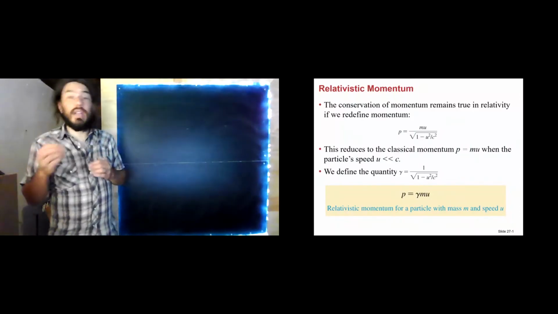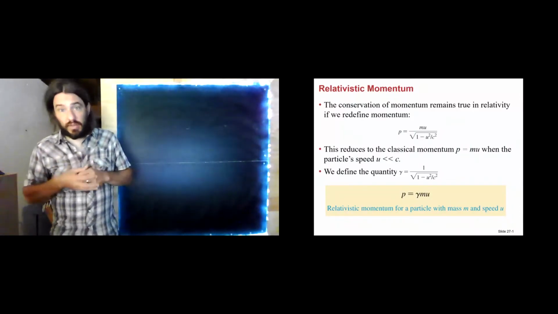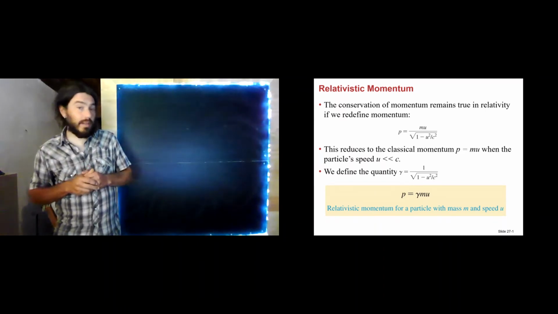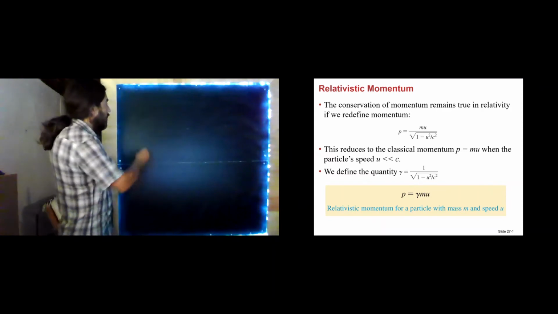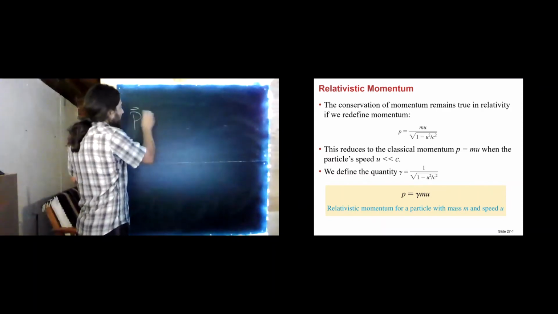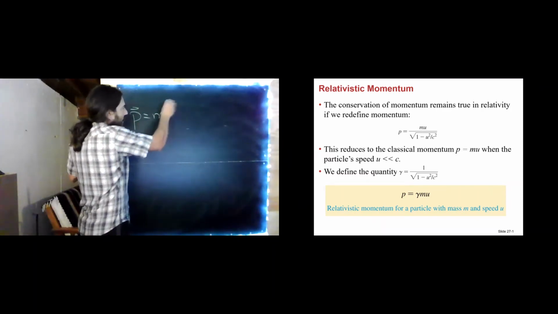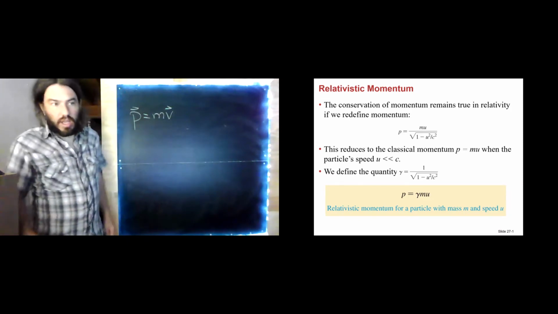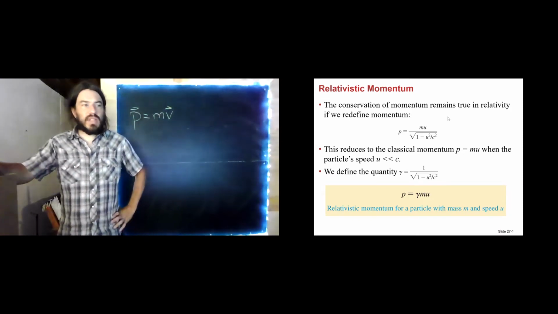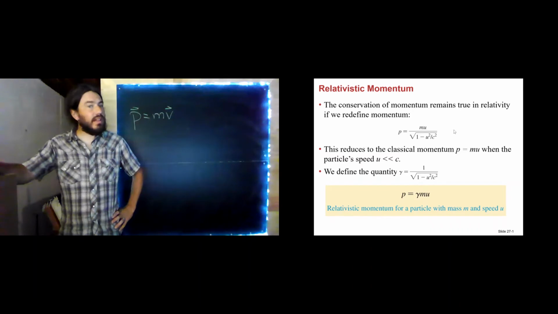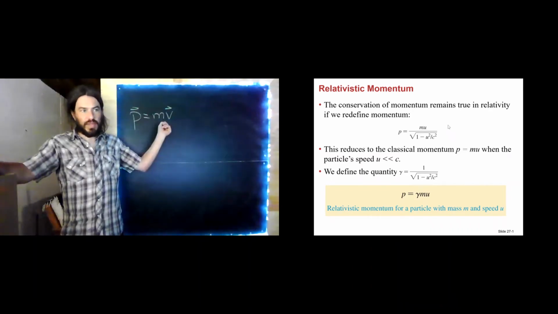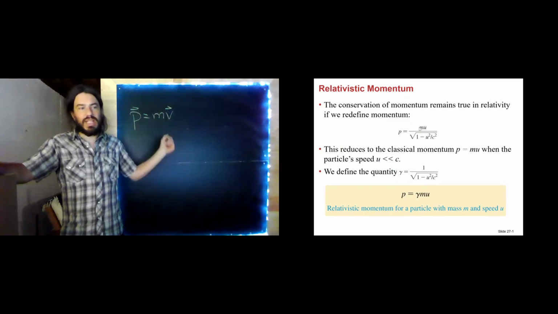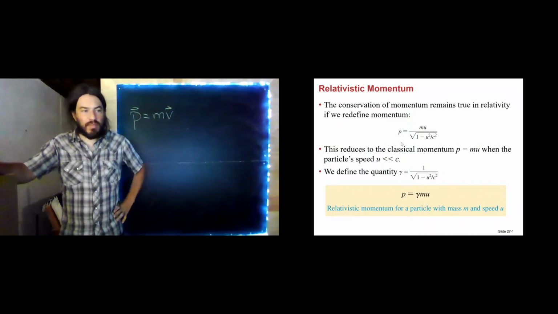It turns out we need to tweak a few of our equations that we learned in Physics 1. One of them is the equation for momentum. Recall that in Physics 1 we learned that the momentum of a particle was a vector and it depended on the mass and the velocity. Well, in relativistic momentum, momentum is still a vector, but this equation no longer works. In relativity, we need to add this extra term.